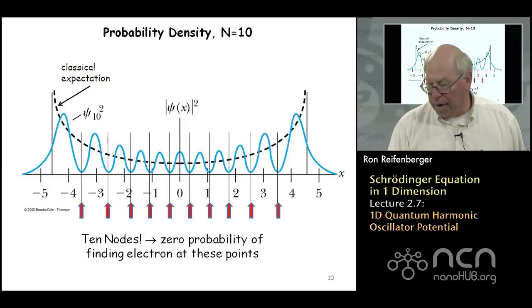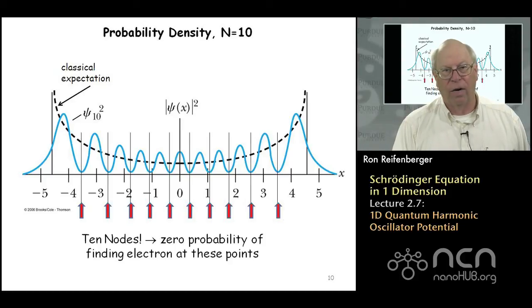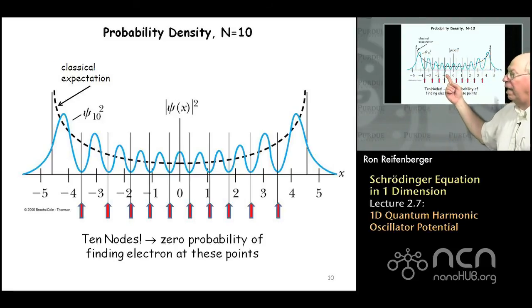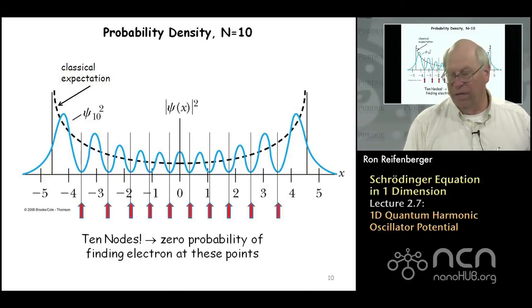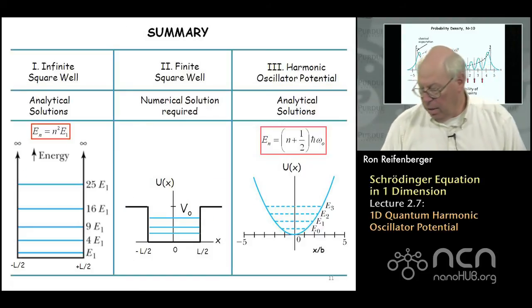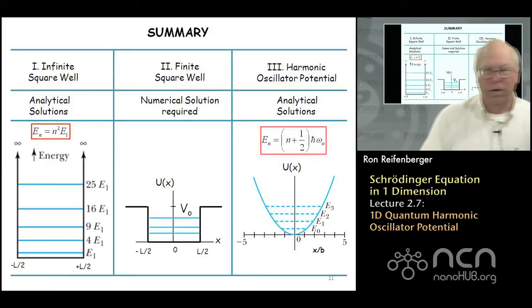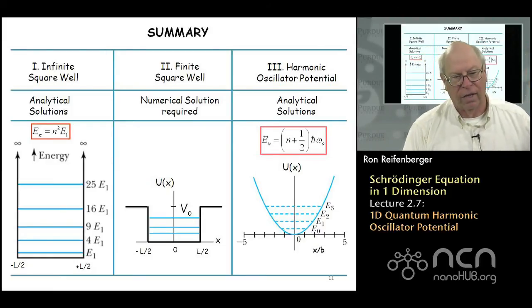I show a more complicated example. Here I take the 10th quantum state and I plot the square of its wave function. And what you can see is that now there are many values of x where the quantum probability actually goes to 0. So there's actually 10 nodes where there's 0 probability of finding the particle if you did an experiment. So this sort of ends our discussion of these classic models.